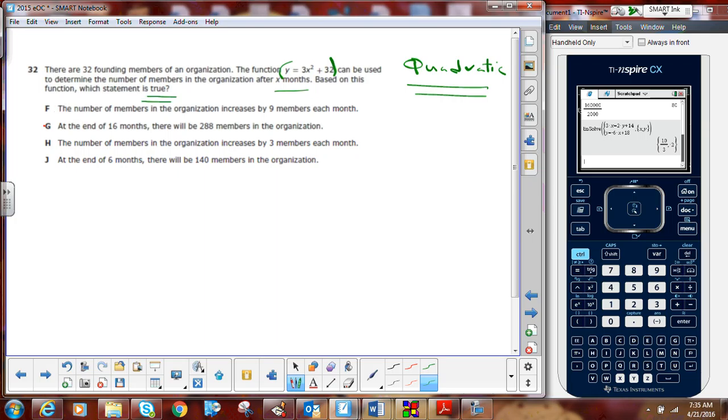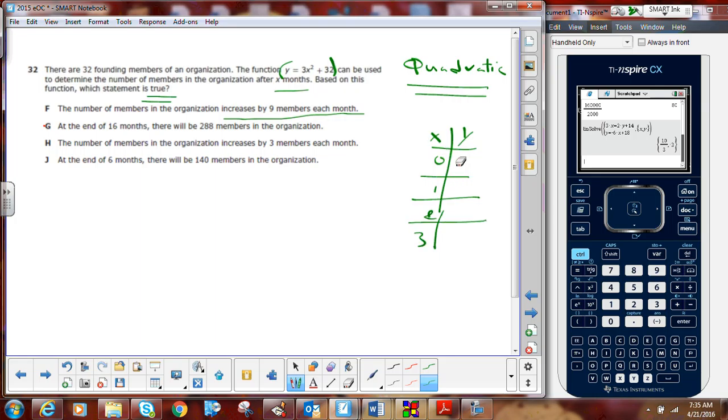So we're looking for the true statement. The number of members in the organization increased by 9 each month. I don't think so. If you take this equation and you do a table in the calculator, you'll see your table looks like this. So this is your job. You can plug it in the calculator and check.